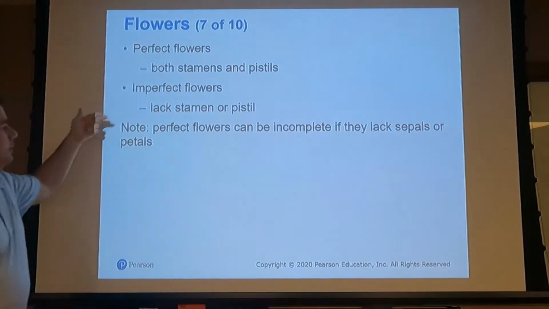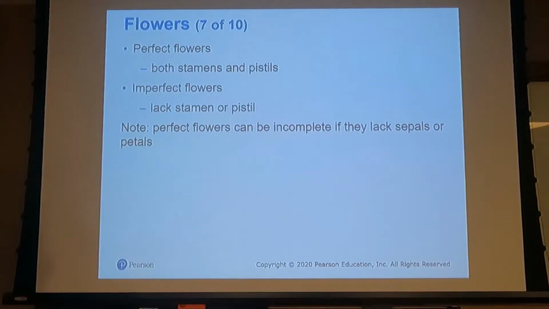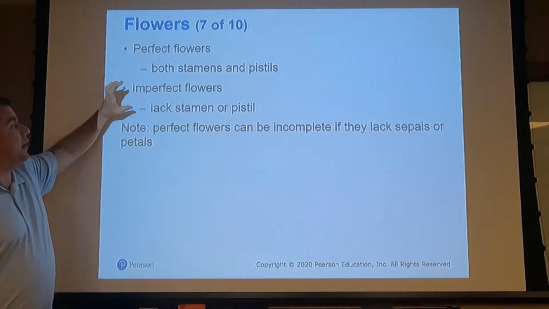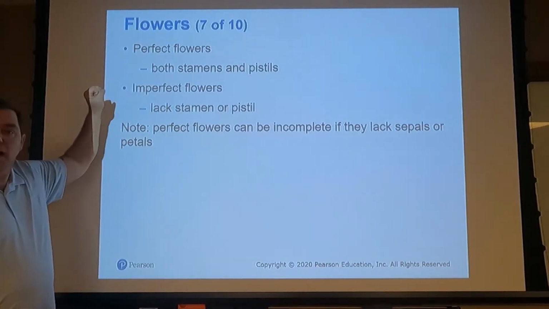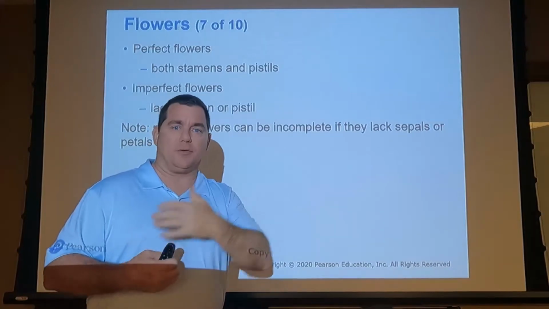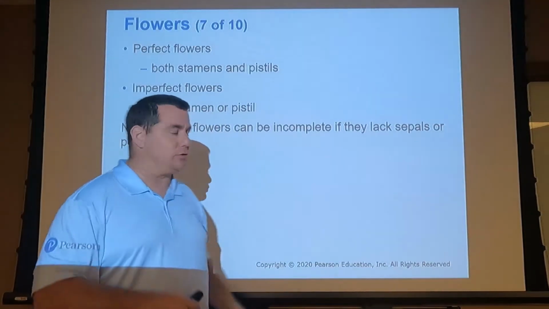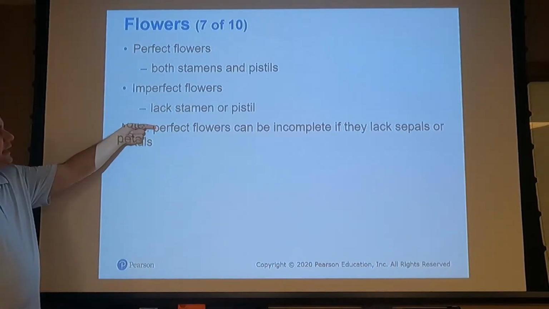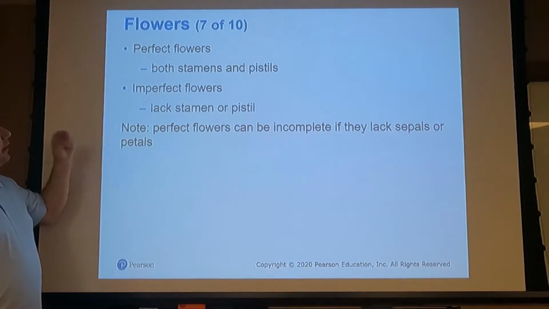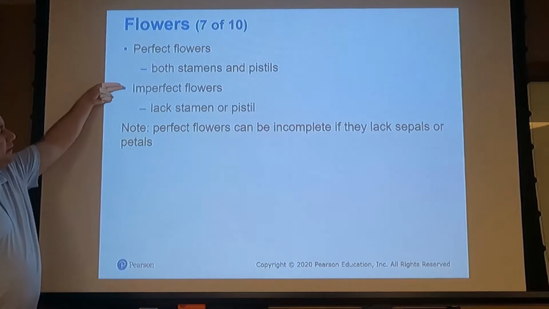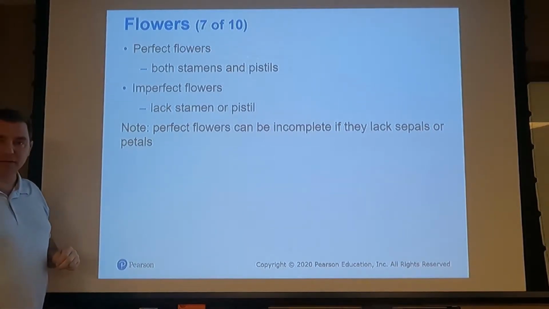Imperfect flowers are lacking one of the two. So this is kind of like a male flower or a female flower. I think one of the best examples is a ginkgo tree. Ginkgos have male trees and female trees. It's also important to remember that perfect flowers can be either incomplete or complete. So we have complete perfect, incomplete perfect if it lacks the sepals or the petals. We can have complete imperfect and incomplete imperfect, right?